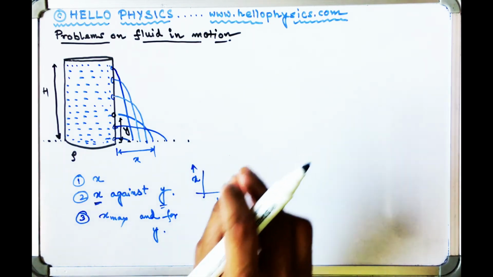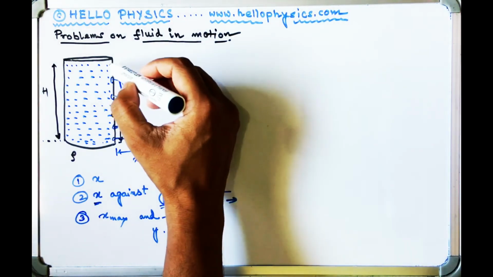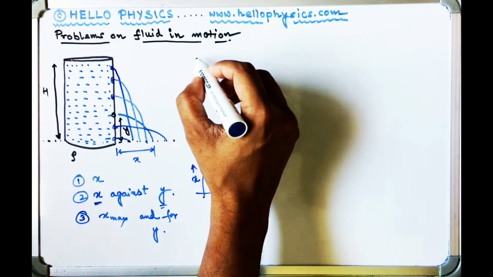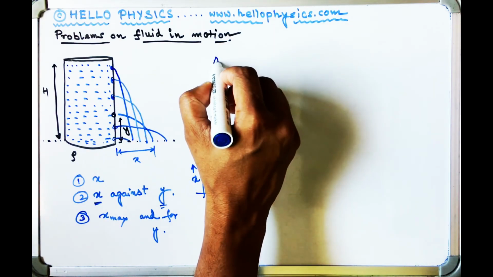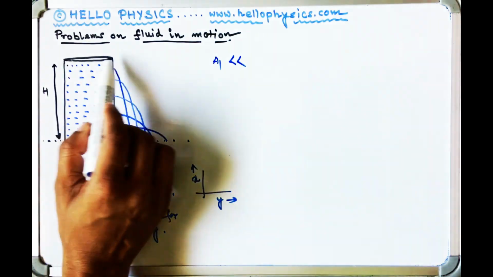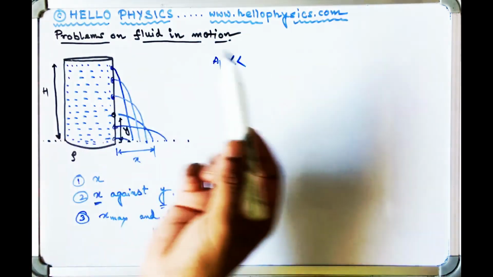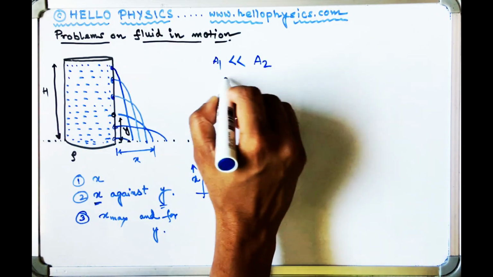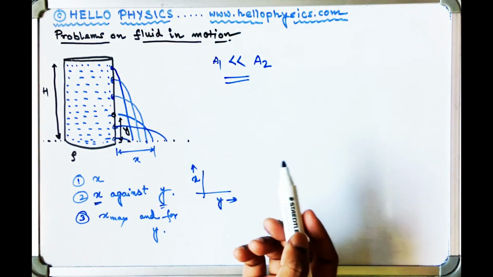One more piece of information that is given to you is that the cross-sectional area of these holes, let's call that A1, is much less as compared to the cross-sectional area of the container. Let's call this A2. So A1 is much less than A2.